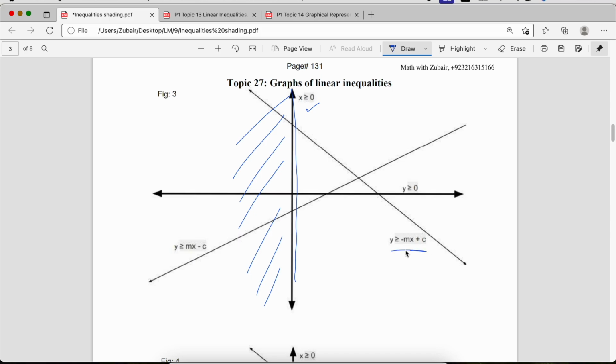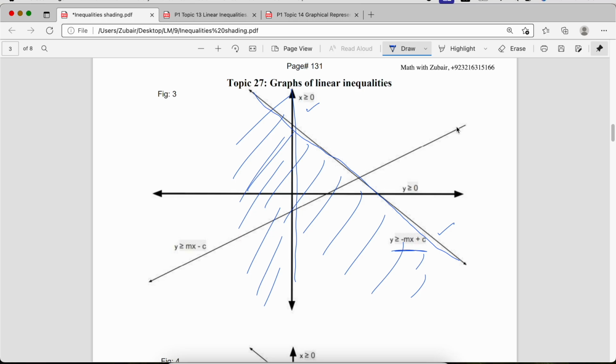Second line, y is greater than negative mx plus c, whatever the gradient is, it is just in generic form. So when it is greater than, this means it is talking about the upper side of the line, so the lower side will be discarded. Two equations done.